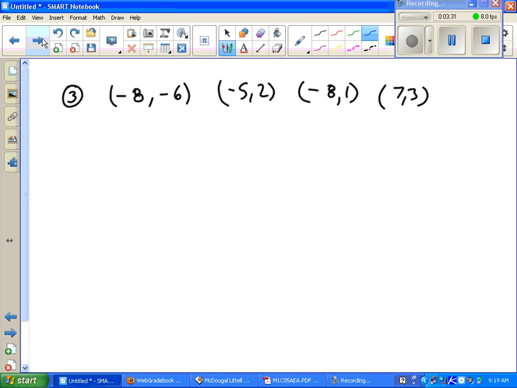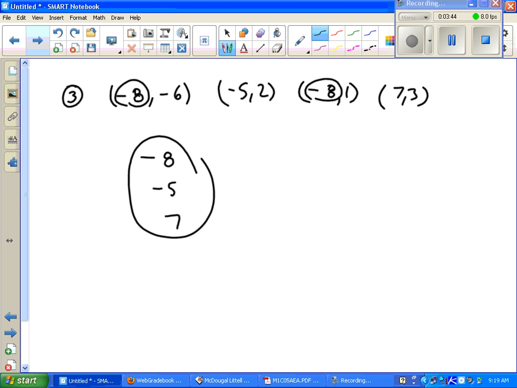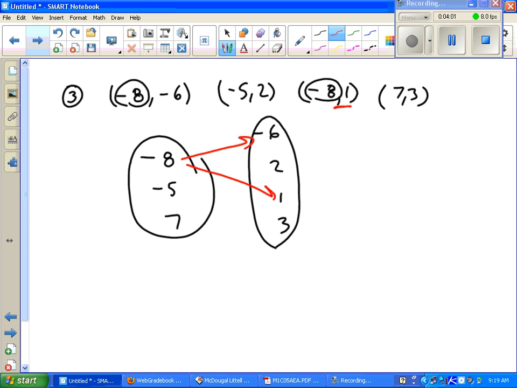Number 3 was very similar, x, y, x, y, x, y. When you do your function mapping, you'd have -8, -5, and 7. Notice -8 is represented twice. You don't have to write it twice, but watch what's going to happen when we do it. Our y values are -6, 2, 1, 3. Every time you plug in -8, you're going to get -6, and also when you plug in -8, you're going to get 1. I know my order is a little bit different, but watch and see what happens. When you plug in -5, you get 2, and when you plug in 7, you get 3.